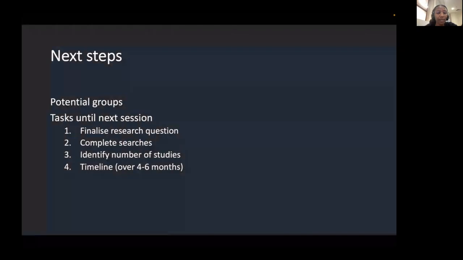So I say complete searches, but what I really mean here is to identify basically how many studies people would need to get through. And also think just a little bit about a timeline. So it might take between 4 to 6 months for people to complete the different steps: to go through the studies, to extract data, to try and interpret the data, and to try and work on the paper.